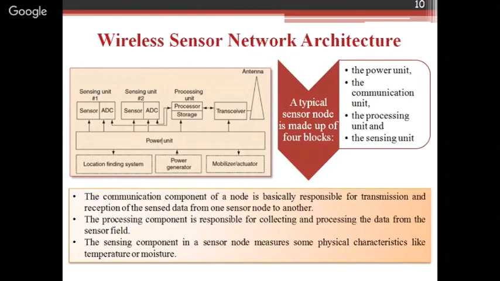After that we have the transceiver. Transceivers basically act as both transmitter and receiver, because a sensor node has to transmit data to its neighboring nodes, and it has to get data from its neighboring nodes. That's why transceivers are used here. They act as both transmitter and receiver. Then there is the power unit, on which the entire system, the entire sensor node, and the entire network is working. The power generator provides the power to the sensor node.